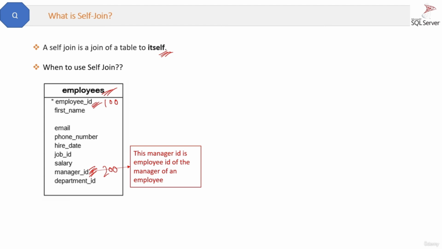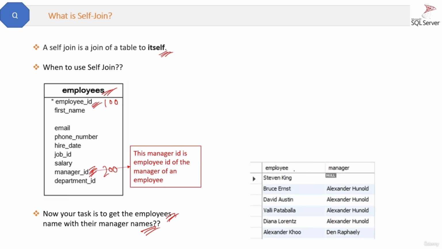Now suppose your task is to write a query to get all the employees' names with their managers' names. For example, you want Happy, my name, and my manager John. So Happy and John, you want these two names. For that we will use what? Yes, self join. Suppose this is the output you need, employee name with manager names, so this will be solved.